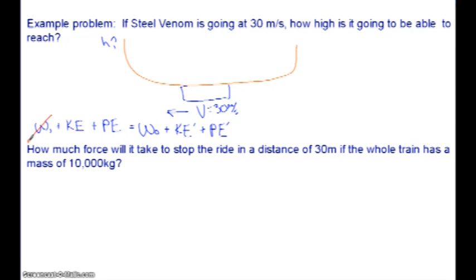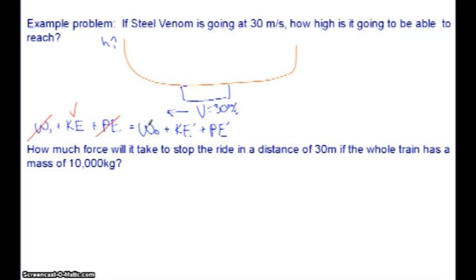Does Steel Venom have kinetic energy to start? Yes, it's moving at 30 meters per second, so we're going to keep that. Does Steel Venom have potential energy? Now it is above the ground, but this is as low as Steel Venom gets. So no, we're going to say it doesn't have potential energy.